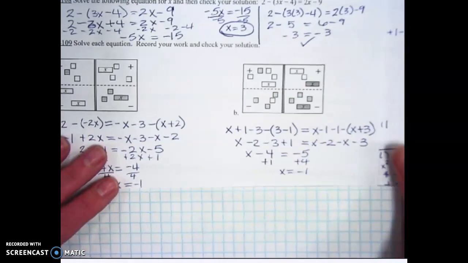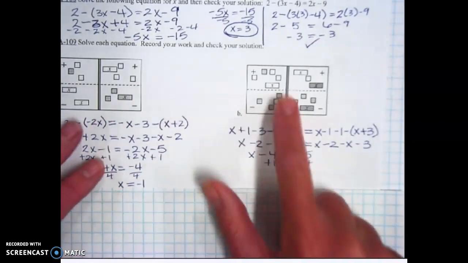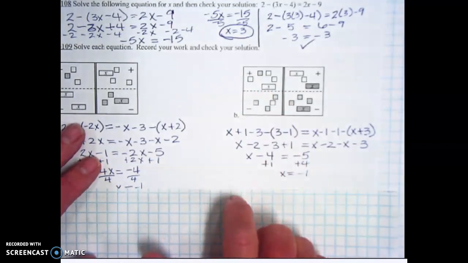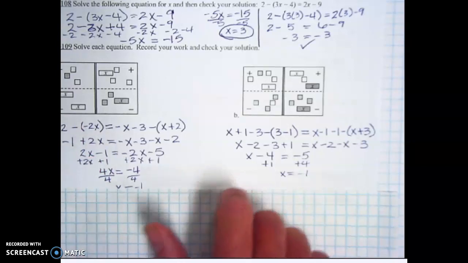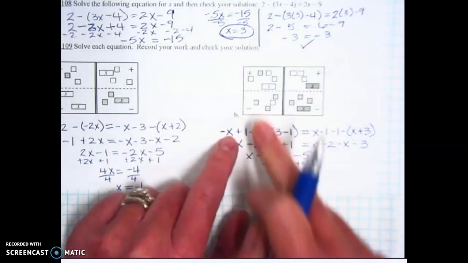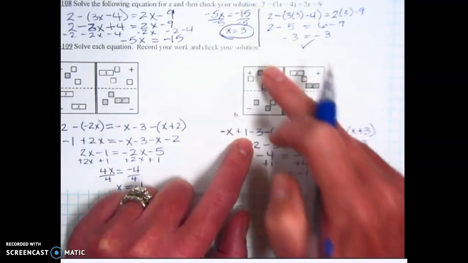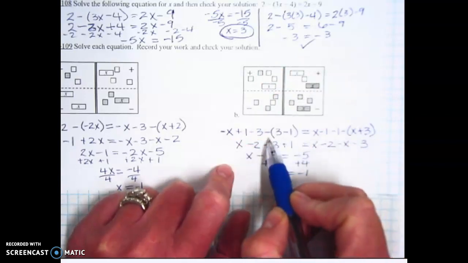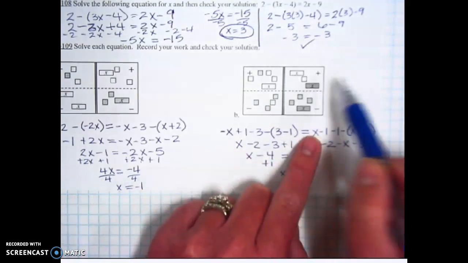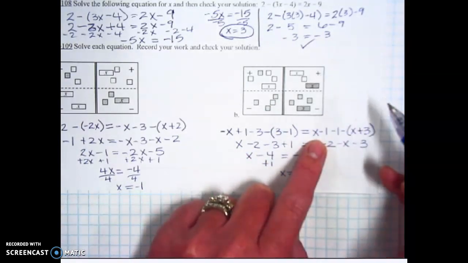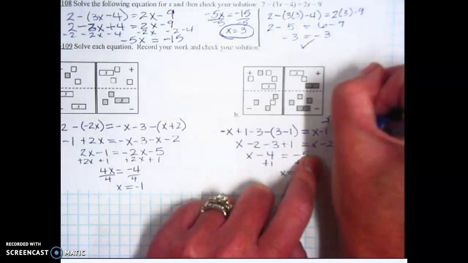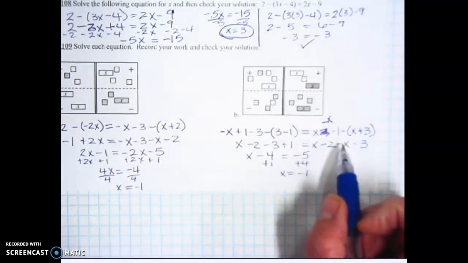Part B, in my addition region, I have an x. And that should be a negative x. Let me add a negative sign in there. I have a negative x plus 1 minus 3, and down in the subtraction region, I have 3 positives and a minus 1. Over here, I have an x, but I also have a negative x. That should be a negative x, not a minus 1.